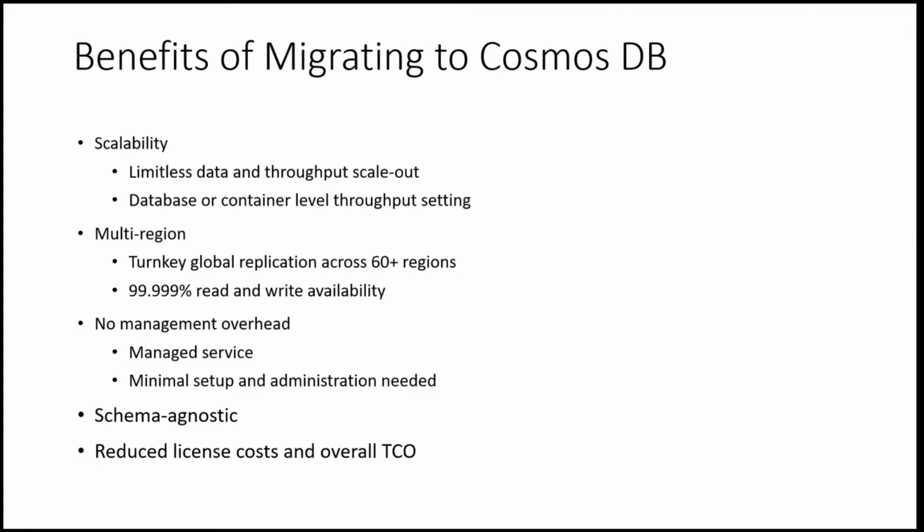Second one is it's a globally distributed multi-region service. You can easily, with click of a button, enable replication across multiple regions. We currently are available in 60 plus regions around the world. And Cosmos DB is a ring zero service, so any new data center of Azure that goes up, Cosmos DB will be available in that region. We also offer up to 99.999% availability for read and write operations for multi-region deployments.